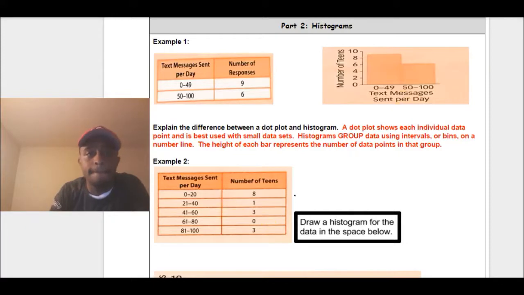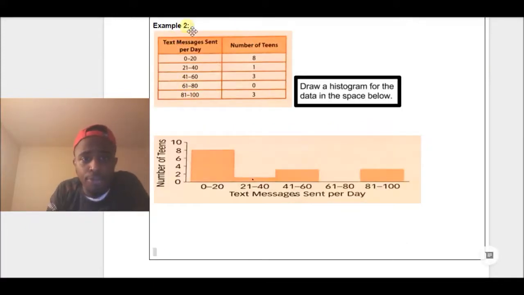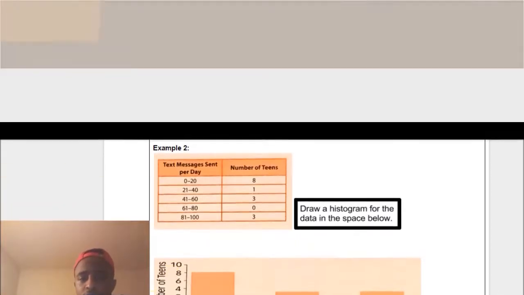All right, in example 2, you have a table of data. And what I want you to do is draw this histogram in that space. You must draw it. Make sure it is neat in that space below. I will be checking for that. Again, you will get a pink slip if you do not have this graph drawn exactly the way you see it.